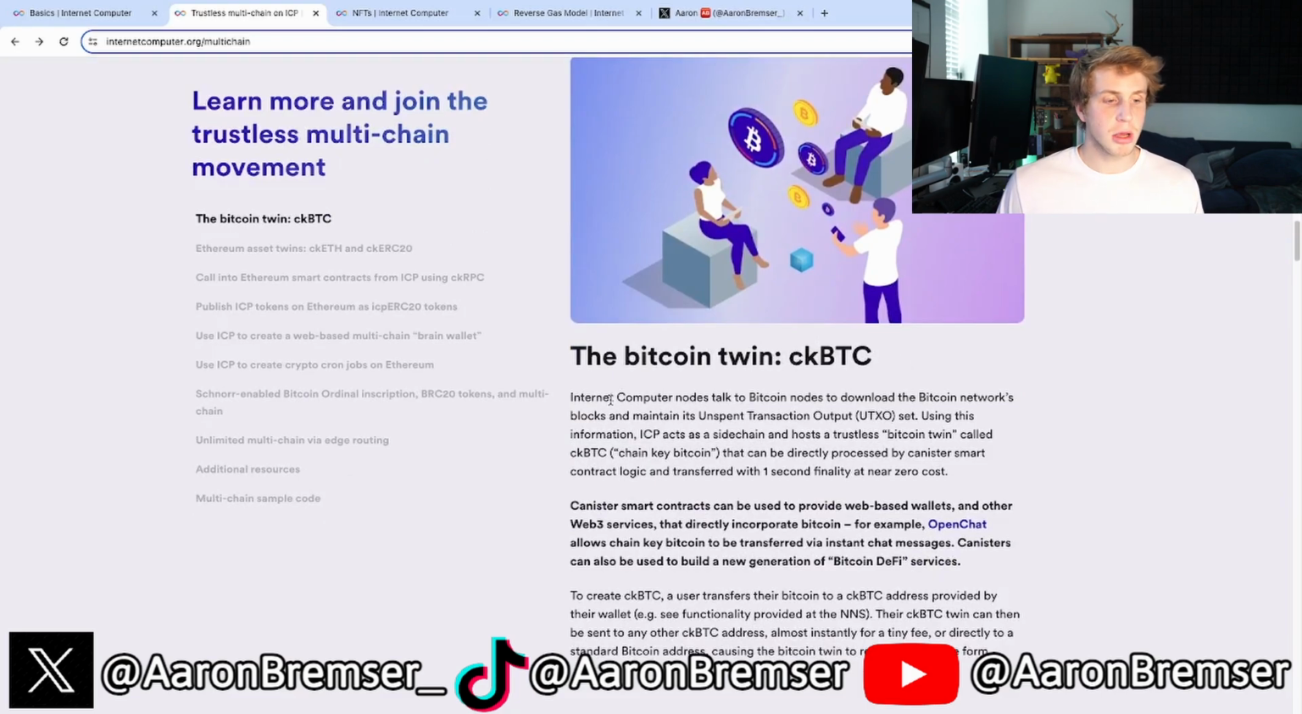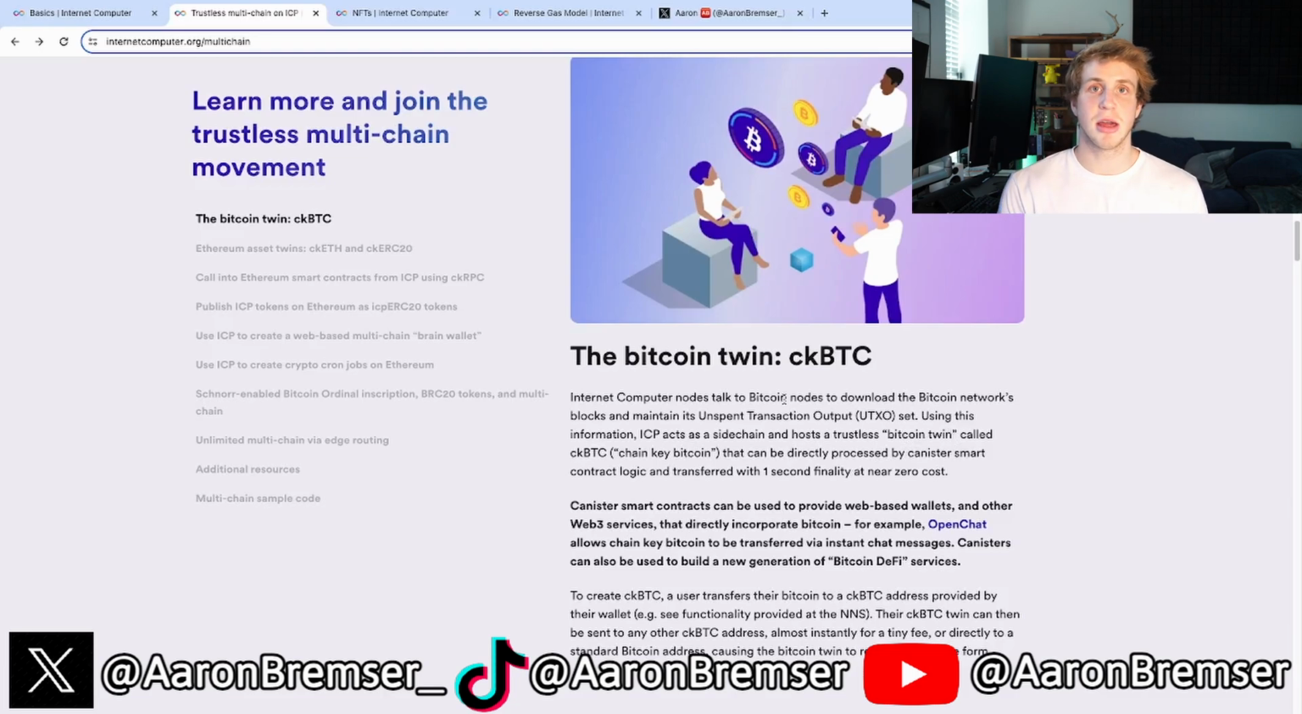So the internet computer nodes talk to Bitcoin nodes, and this is due to the internet computer Bitcoin integration, to download the Bitcoin network's blocks and maintain its UTXO set. Using the information, ICP acts as a side chain and hosts a trustless Bitcoin twin called CKBTC that can be directly processed by canister smart contract logic and transferred with 1-second finality at near zero cost.